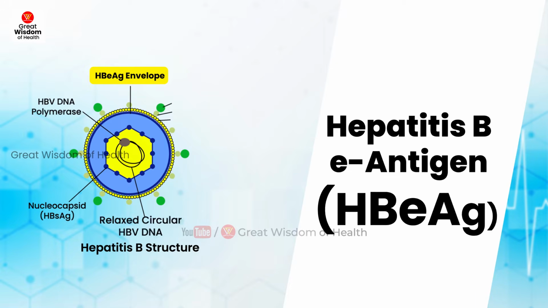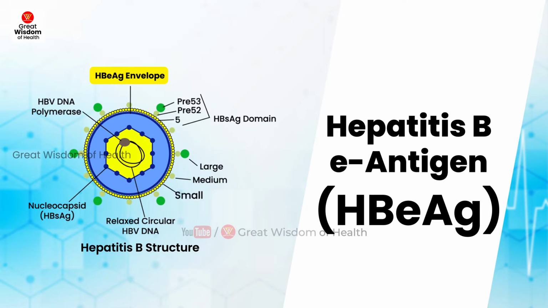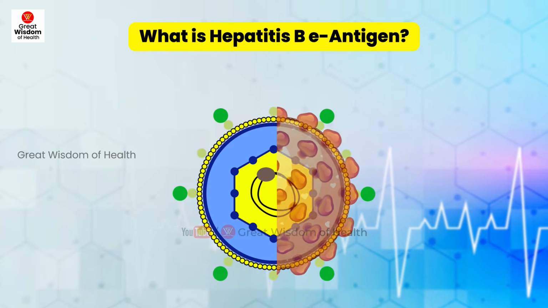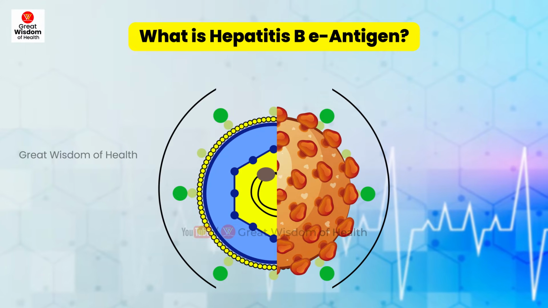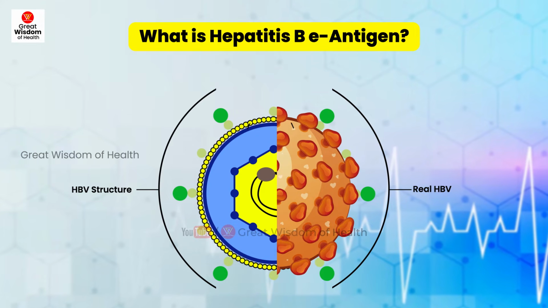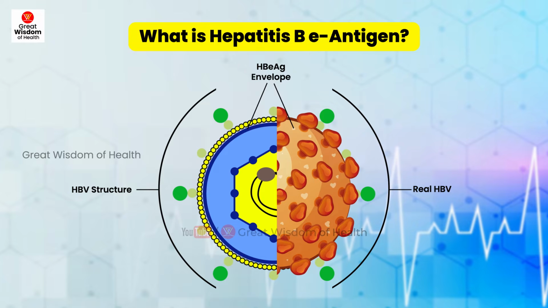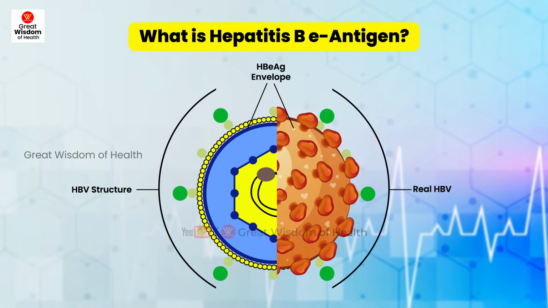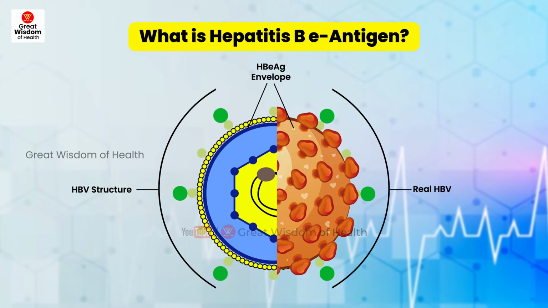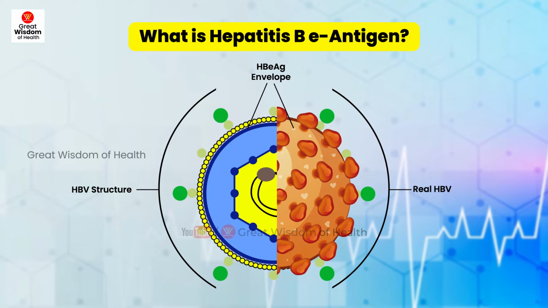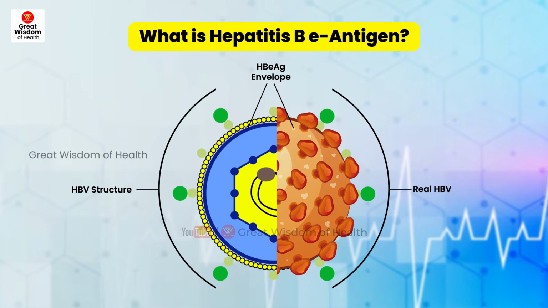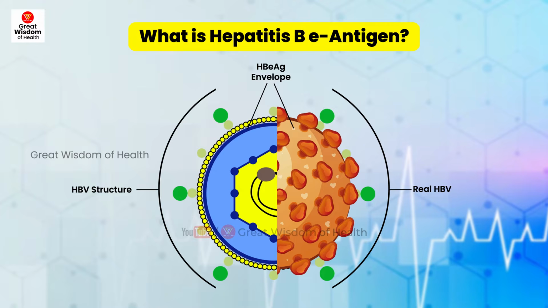Hepatitis B e-antigen. What is hepatitis B e-antigen? HBeAg is the abbreviation of hepatitis B envelope antigen. This is the e-antigen of the virus. Through it, we can determine how the hepatitis B virus works and how it is able to spread disease among people.